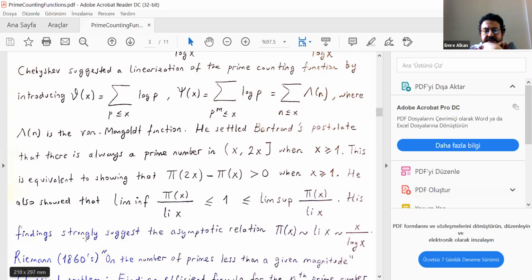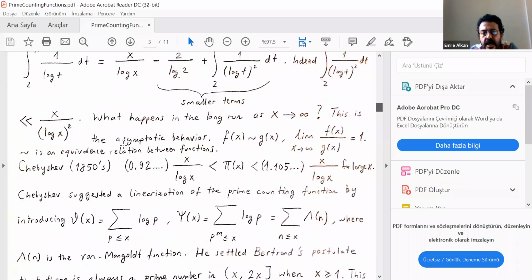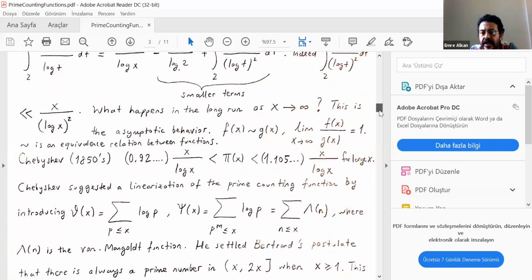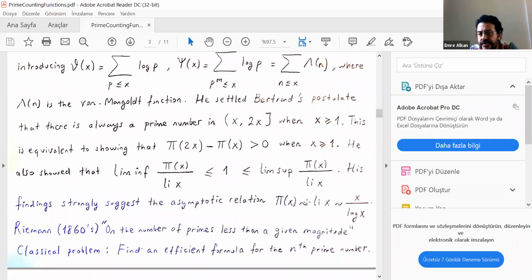So his findings strongly suggest an asymptotic relation like this. Pi of x is asymptotic to Li of x; these are the asymptotic companions of pi of x. Of course we know that x over log x is asymptotic to Li of x because of our analysis here. I mean, that's the significant term. You can easily show the other terms compared to this just go to 0 in the asymptotic. So this is clear. So these are now the asymptotic companions.